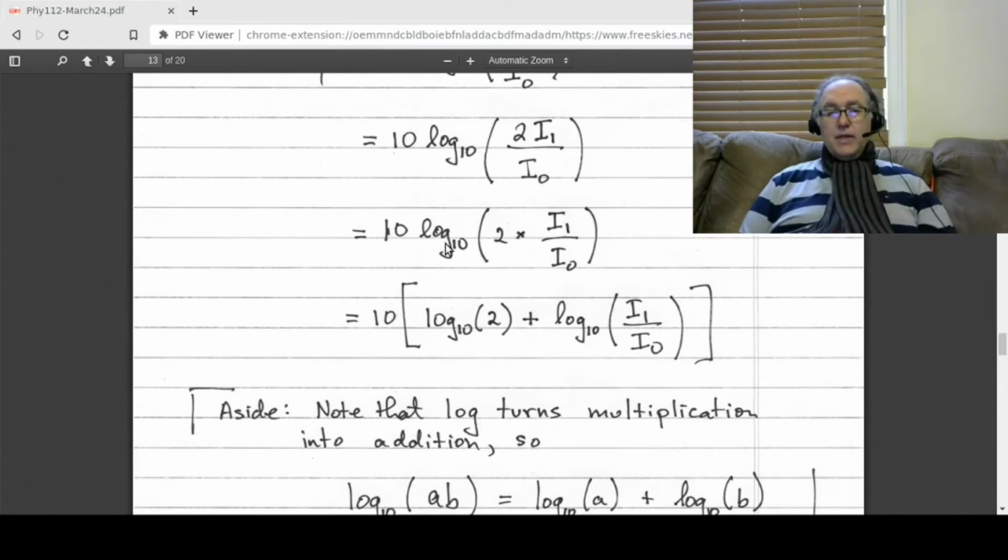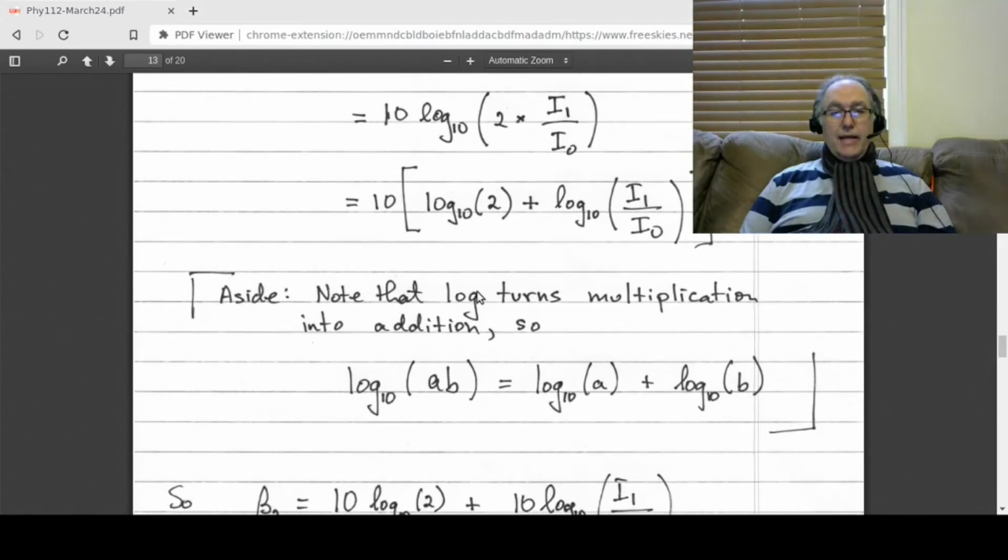And now the log, what it does is it can actually separate that 2 from the I1 over I naught, and when it does, it actually changes the multiplication into addition. So log of 2 times I1 over I naught is just equal to the log of 2 plus the log of I1 over I naught. And this is a log identity, which you should remember from a previous class. If not, I'll remind you of it.